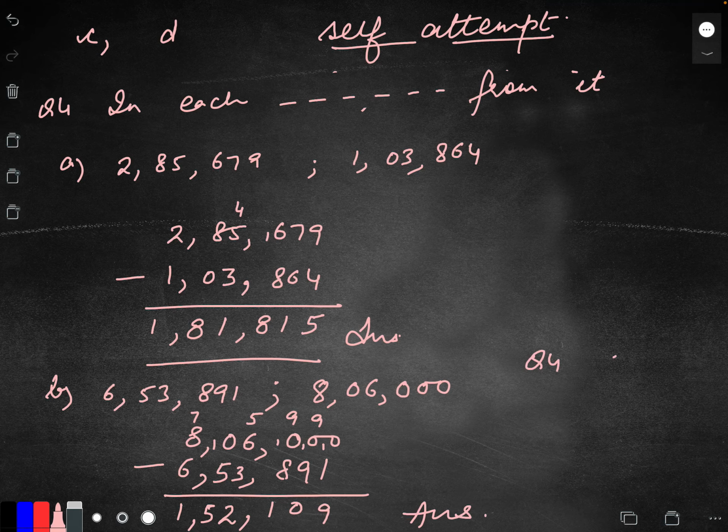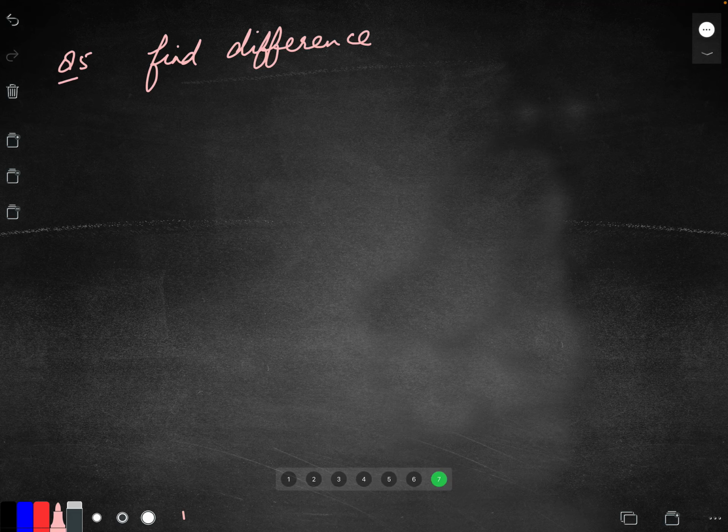Children, question number 4, C part is your self-attempt. Correct? How you are supposed to do your self-attempt questions? After you finish your classwork, write the heading self-attempt questions, write the proper numbering, and then do it. Question number 5. Simple. Find the difference. What is the key mantra? The key mantra is write the larger number on the top. So select which is the larger number, 1,23,000 or 1,02,000. Of course, 1,23,000 is larger.